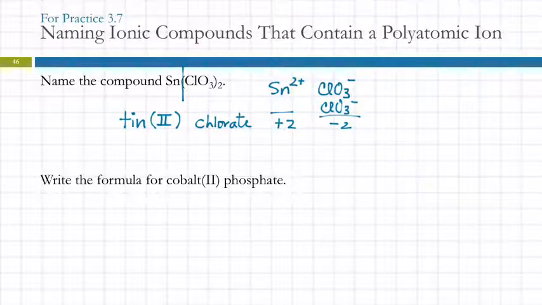Write the formula for cobalt(II) phosphate. Well, what's the element symbol for cobalt? Co. And it's capital C, lowercase o. What does that Roman numeral 2 tell us? It tells us the charge. So the charge is 2+. And then phosphate. Okay, we need to know the formula for phosphate ion. It's PO4, 3-.